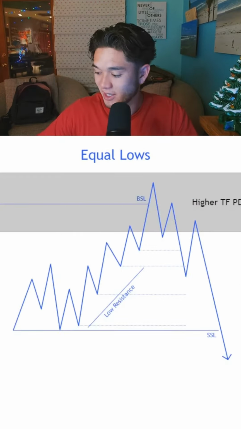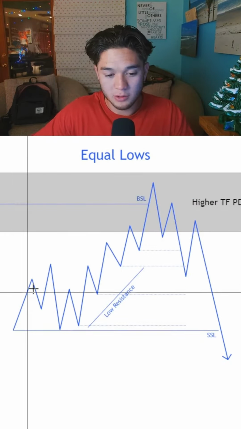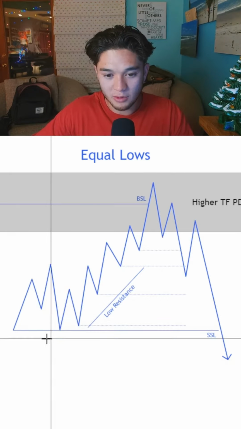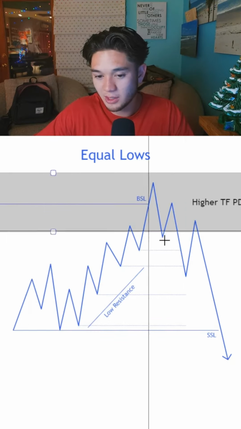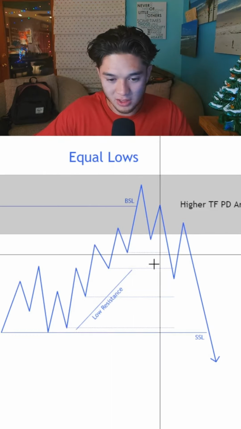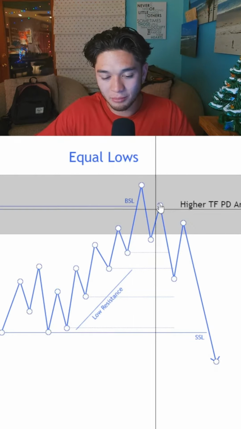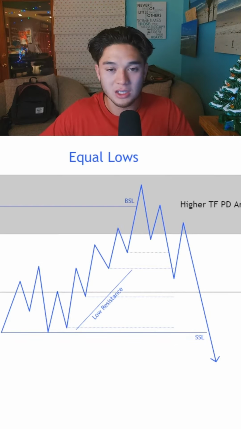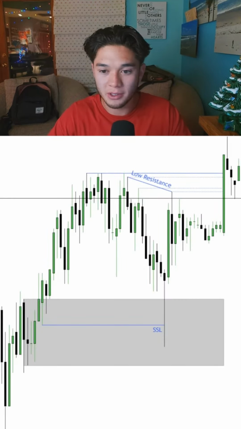So it's low resistance. Now this is an example of equal lows. Price put in a low, started to go up, price came down one more time, put in an equal low, and then we start to push up in a bullish uptrend to target some type of liquidity in a higher time frame PDA array. We target the liquidity on the way up with the bullish trend. We're putting in lows, putting in lows, putting in lows. This is low resistance. Then we get a confirmation that we're going down, and price makes a strong move, a low resistance liquidity run.